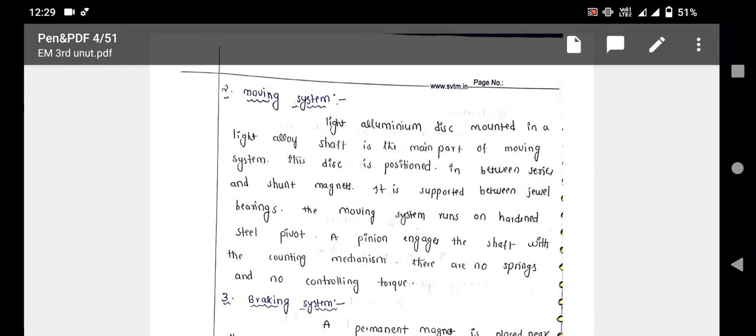The moving system: a light aluminum disc is mounted on a light alloy shaft. It is the main part of the moving system. The disc is placed in between the series and shunt magnets. It is supported between jeweled bearings. Two bearings we are using, very small bearings, so that it can rotate freely. The moving system runs on a hardened steel pivot.